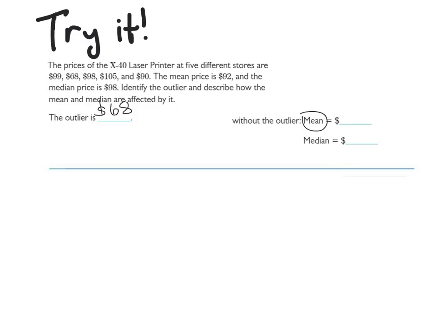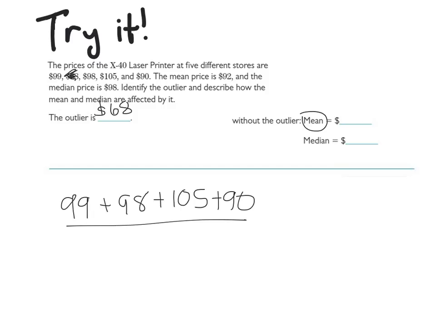So I'm going to take out this 68 right here. I'm going to find the mean with just these other numbers. So 99 plus 98 plus 105 plus 90, and then I'm going to divide it by 4. And I plug this in the calculator, it gives me 392. Divided by 4 gives me 98.